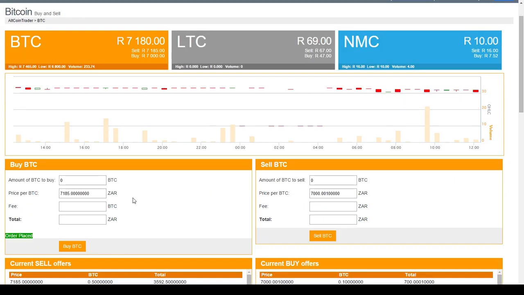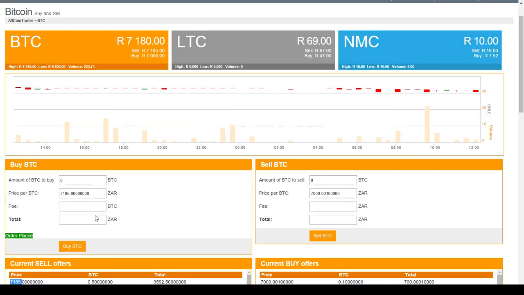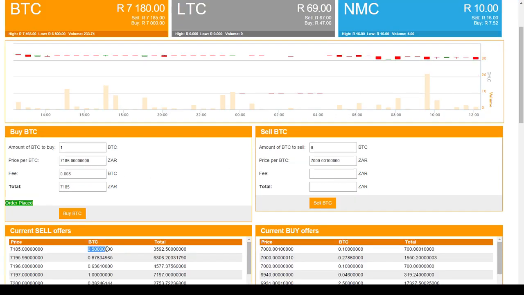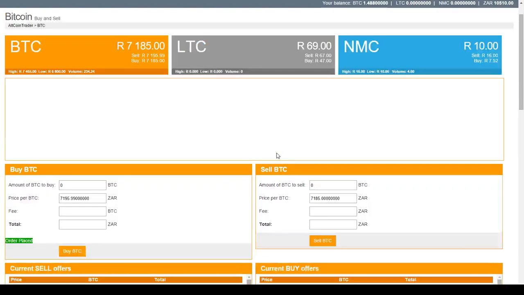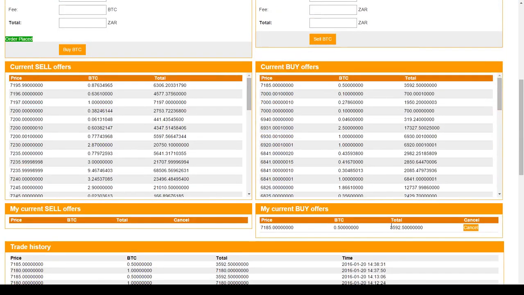One other thing that I'd like to mention, we can see the next sale is 7,185 Rand, and there's only half a Bitcoin for sale. So if I decided I wanted to buy a full Bitcoin at 7,185 Rand, bearing in mind that there's only half a Bitcoin available, let's see what would happen. I click buy, I confirm it. What happens is only half of a Bitcoin is added to my balance, and yet the full price is deducted from my Rand balance. The reason for this is the balance that is placed in my current buy offers.